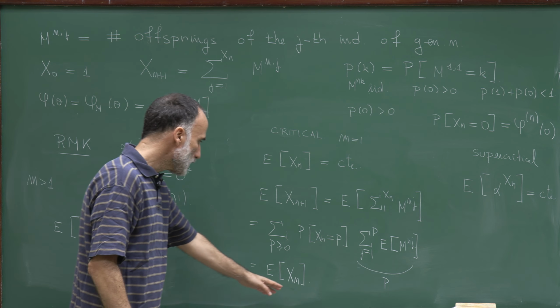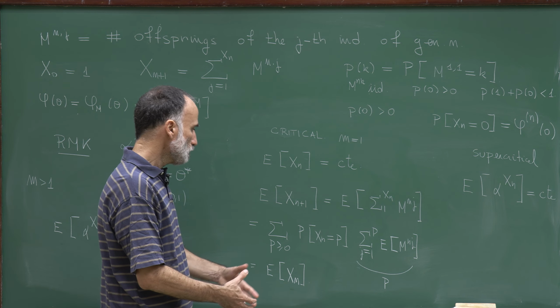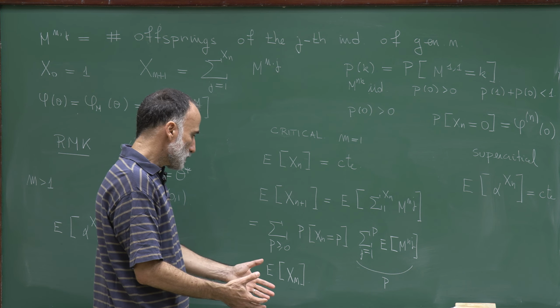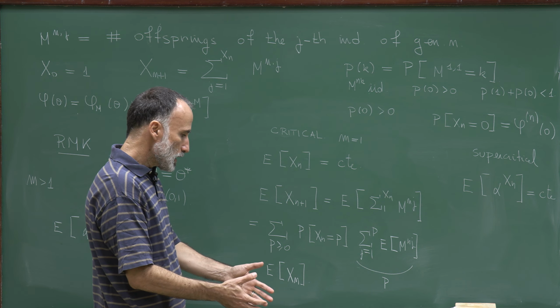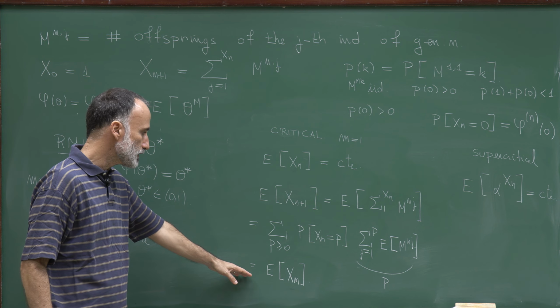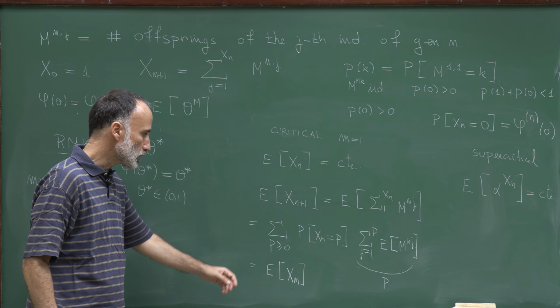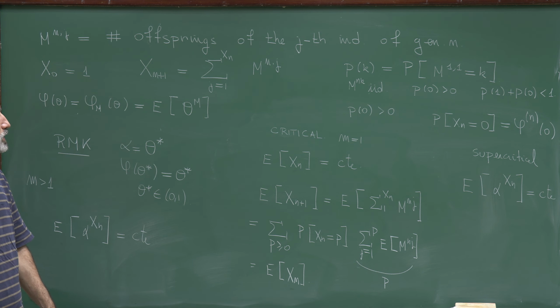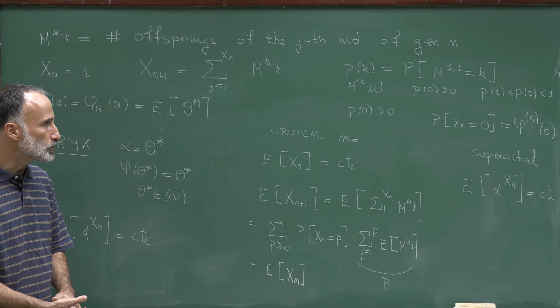So there is a typical behavior: either you disappear or your family is very large in order to keep the expectation constant. And with this observation, I conclude this lecture.